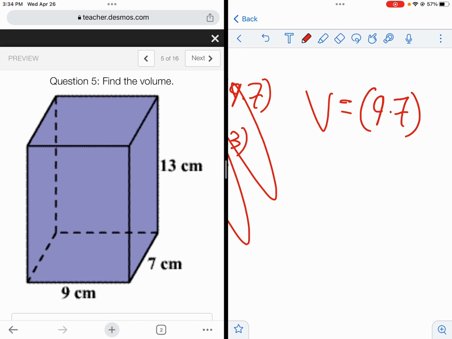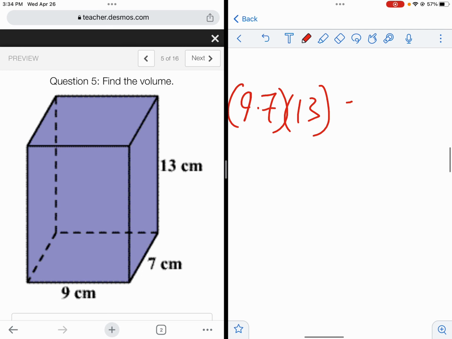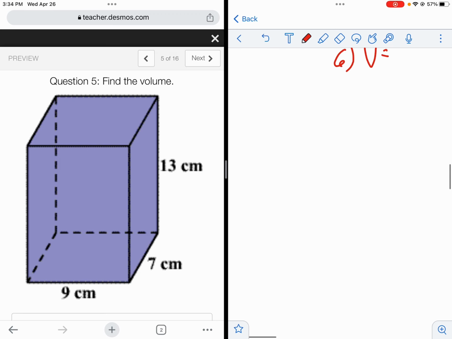9 times 7 is the area of the base, times the height of 13, would be 63 times 13. I think some of us made that same mistake in class. It's okay. Centimeters cubed, right? Because it's volume. There we go. That's number 5.